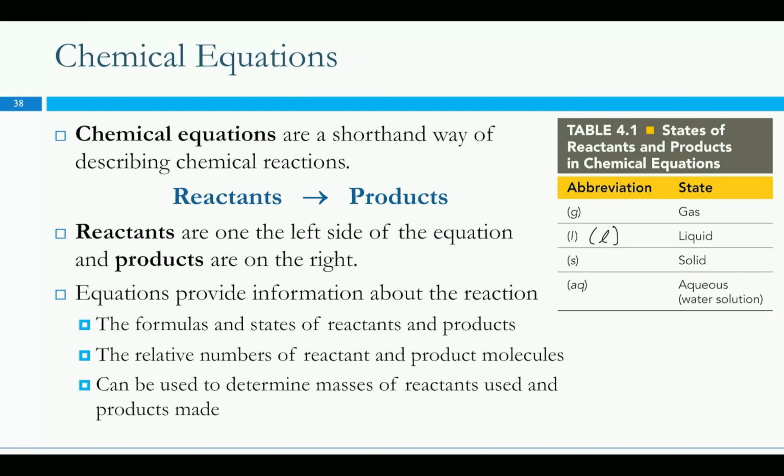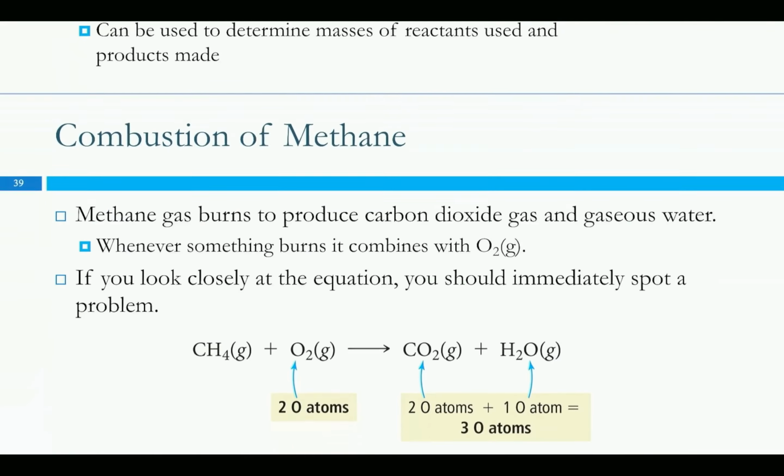It also tells you about the relative numbers of the reactant and product molecules. So how many atoms of each type do I need to go into this, or how many molecules of each type do I need to go into this to get however many come out? Then we can use that to determine the masses of reactants used and products made.